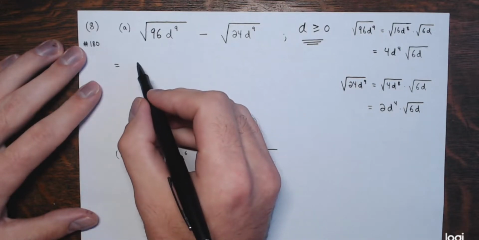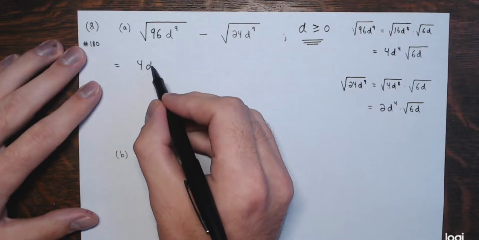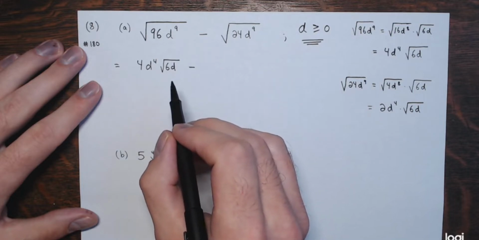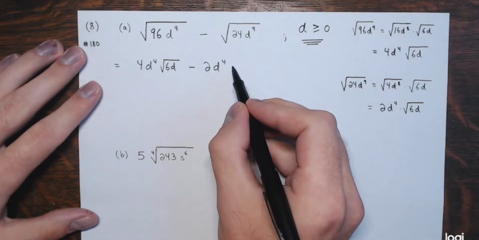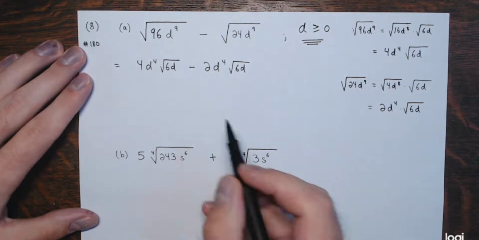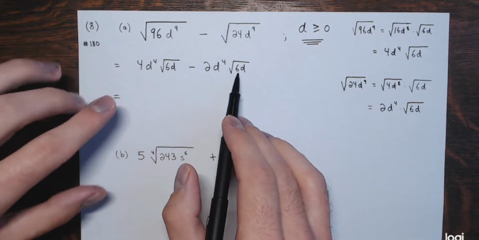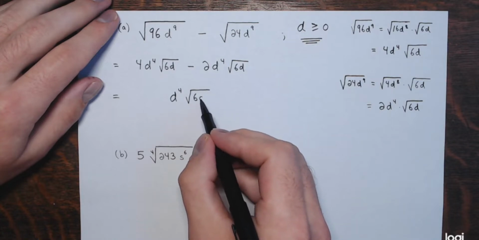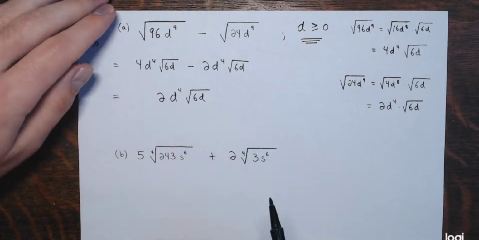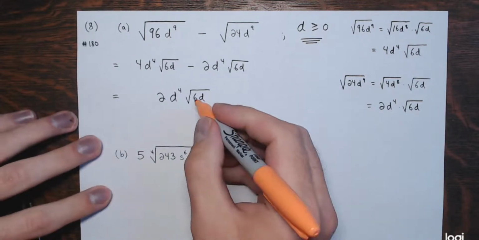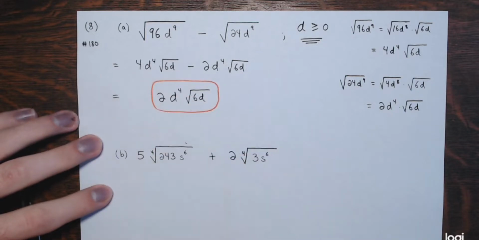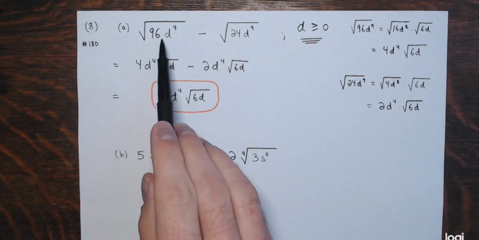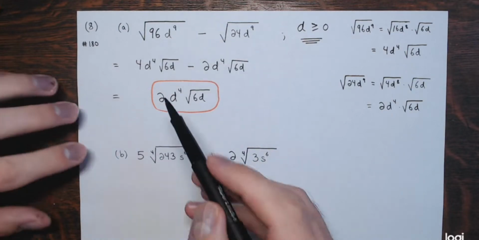So we have 4 times d to the 4th times the square root of 6d, minus 2 times d to the 4th times the square root of 6d. And then we combine like terms, like radicals here. You could factor out the square root of 6d. You could also factor out d to the 4th. So I pull out, they both have d to the 4th times the square root of 6d in common. And then with just 4 minus 2, which is 2. So I end up with 2d to the 4th times the square root of 6d. And again, you want to double check. Just pick any value of d that's not negative. Plug it in the original expression, plug it in the final expression, and they should end up giving you the same result.